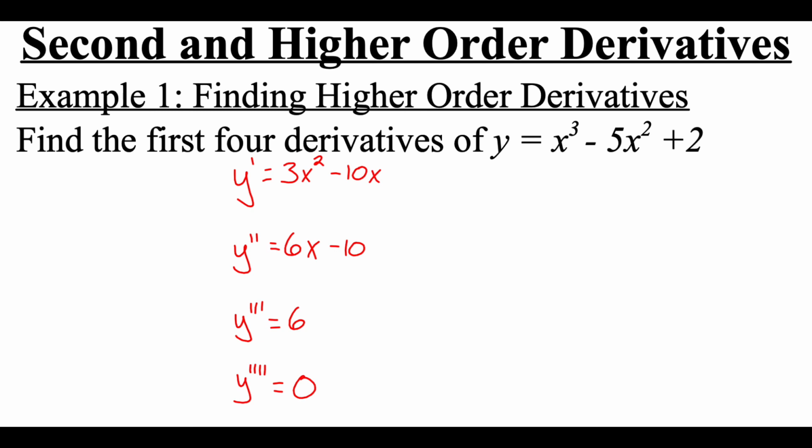Realistically, we could keep going with this. We could do a fifth derivative or a sixth derivative or a seventh derivative, but any derivative after this fourth derivative is still going to be 0. 0 itself is a constant, so when you differentiate 0, you still get 0 as the answer. So everything past the fourth derivative for this specific function is just going to be 0. So we don't typically talk about those other higher order derivatives.